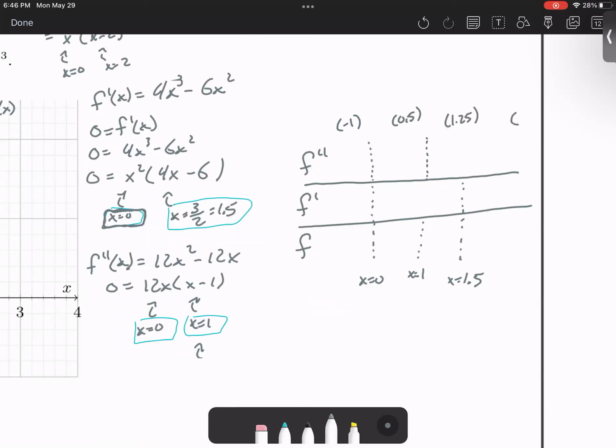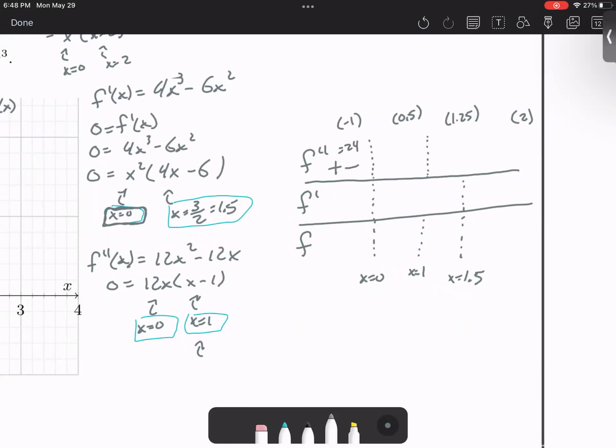So let's plug these test values into the derivatives that we're interested in. All right, when we plug -1 into the second derivative, we get 24. This is positive. My original function is concave up. I just don't know if it's concave up and decreasing or concave up increasing. And what tells me increasing versus decreasing? That's my first derivative. So if we plug -1 into the first derivative, we get -10. That's negative. So I'm concave up, but I'm decreasing.